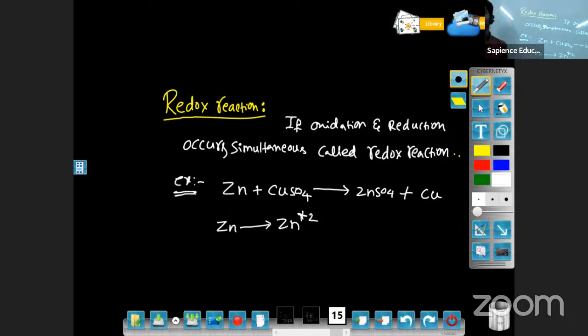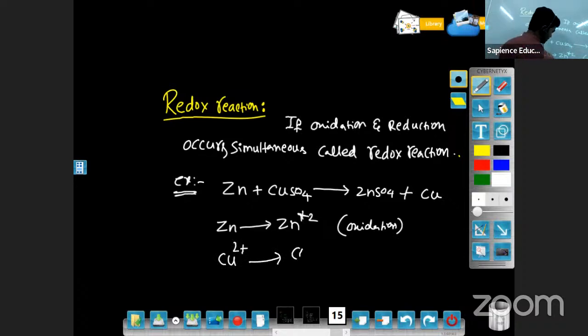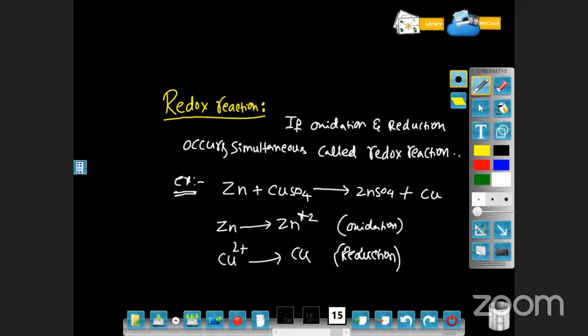What is this process name? Think carefully. Zn became Zn2 plus, what is the process name? Oxidation. Very good. Loss of electron is oxidation. Now here copper has a +2 charge. It became normal copper. What happened? 2 plus became 0, meaning it gained electrons. So this is reduction. Tell me now, is this a redox reaction or not? Yes. Oxidation process and reduction process both occur simultaneously, so we say it is a redox reaction. Right.